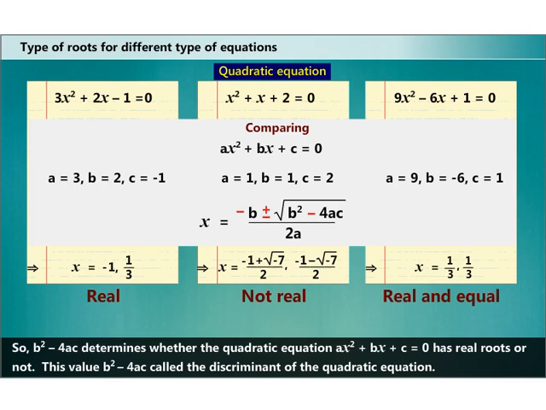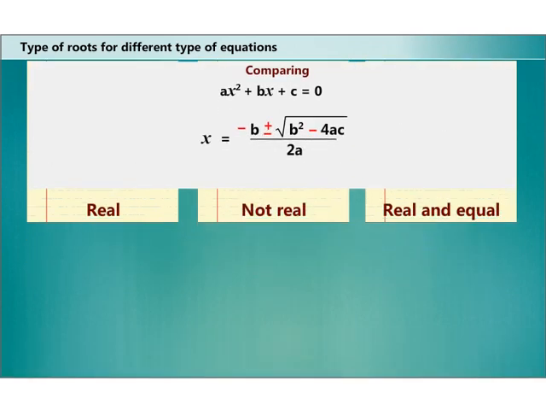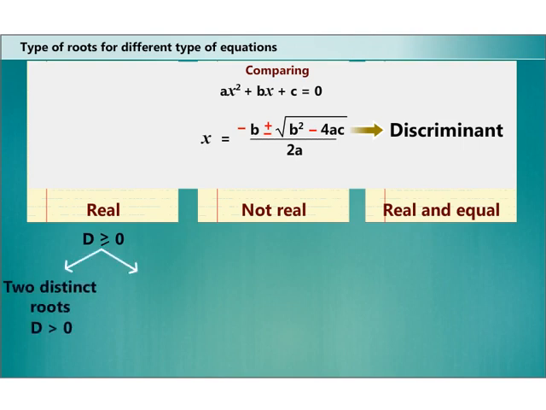This value b square minus 4ac is called the discriminant of the quadratic equation. The term b square minus 4ac is denoted by capital D and is called the discriminant because it can discriminate between the possible types of answers. If the value of D is greater than or equal to 0, then roots are real. We get two distinct real roots if D is greater than 0 or two equal roots if D is equal to 0. But if the value of D is less than 0, we get non-real roots.